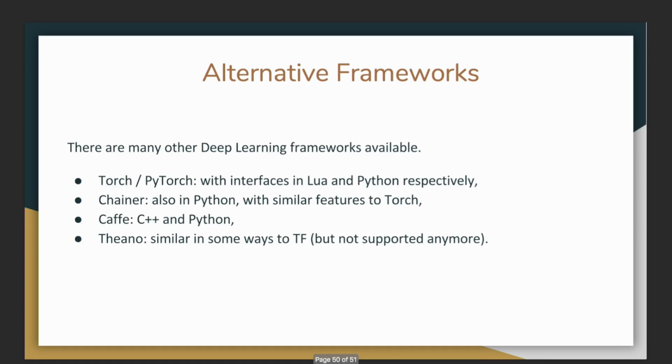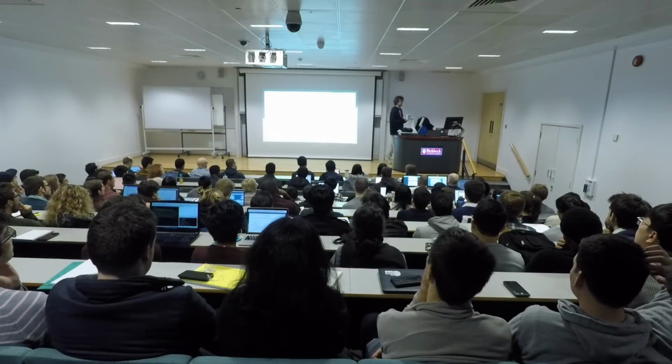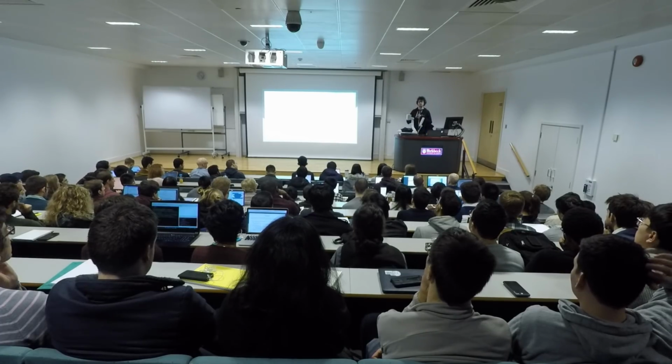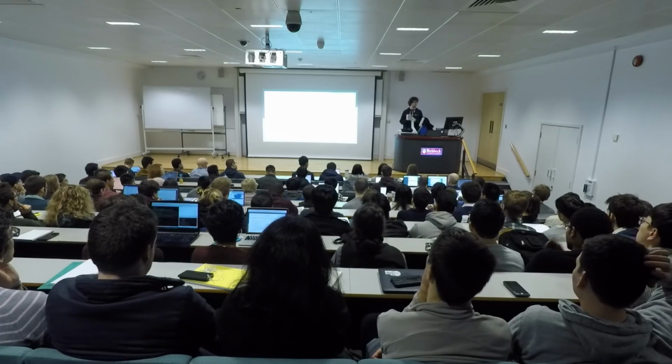And finally, before switching to Colab, I just wanted to point out that nowadays there are many deep learning frameworks available. There is Torch and PyTorch. These are two different interfaces to a common backend, in Lua and Python respectively. There is Chainer, which is also in Python, Caffe, which has a C++ and Python interface, and Theano, which is similar in some ways to TensorFlow. But the latter is not supported anymore, though it was in some way a precursor of TensorFlow, because it follows a similar declarative approach in which you define the graph, and then this graph gets compiled into execution.